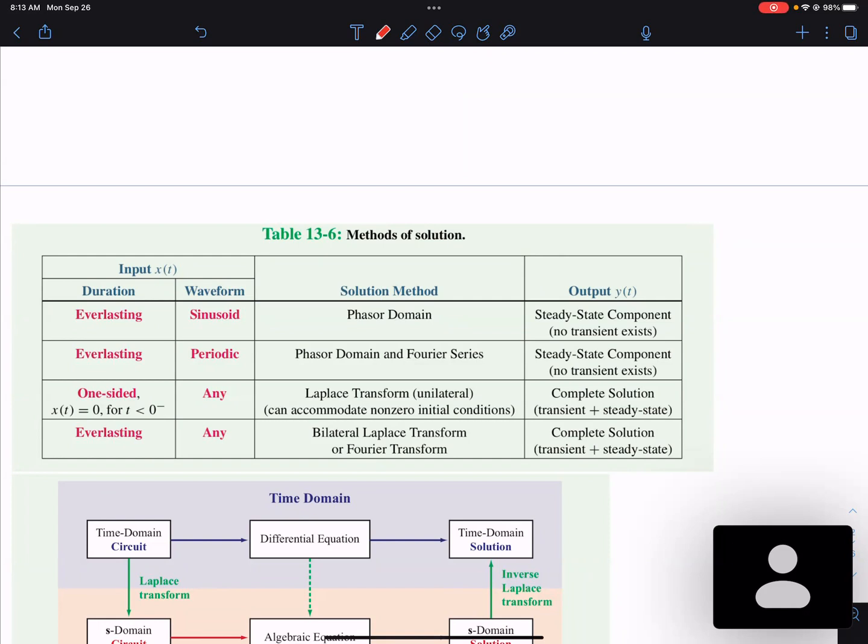The other one is the phasor domain with a Fourier series. That works for any input that is a periodic signal. What it yields is only the steady state, meaning the end value. It doesn't tell you the transition from the beginning to that final state. It only gives you that final state value, which is fine, because a lot of times you don't care about the transient portion of the signal: does it come up with an overshoot or undershoot, or is it critically damped, underdamped, overdamped?